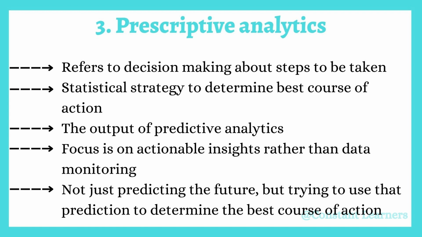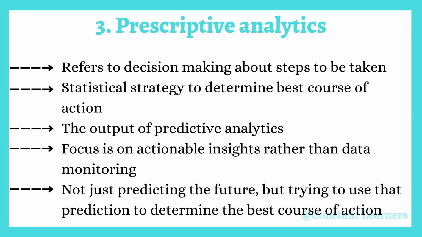Now, prescriptive analytics refers to decision making about the steps to be taken, right? So we have identified the superficial data, we have answered the question what happened in descriptive analytics. In predictive analytics, we use the data from the descriptive analytics and we try to identify the future trends by looking at the past data. Now, in prescriptive analytics, we are trying to make the decision about the steps that we might need to take in the future, right?